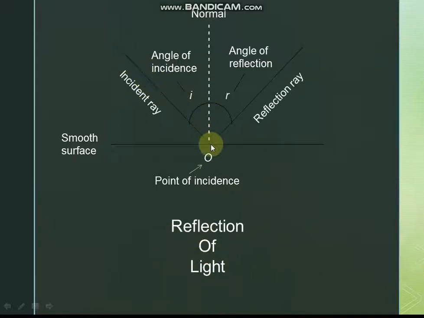The incident ray is the ray which we send, and the reflected ray is the ray which is reflected back off this smooth surface. And here the normal meets the smooth surface at the point of incidence. The angle of incidence and the angle of reflection are always the same, they don't change. So if this incident ray comes a little to this side, the reflected ray will also go to the other side, because the angle of incidence and the angle of reflection are always the same.